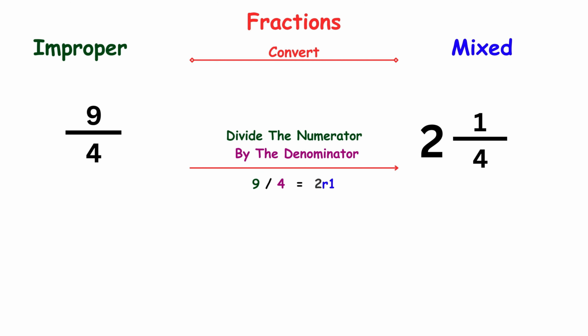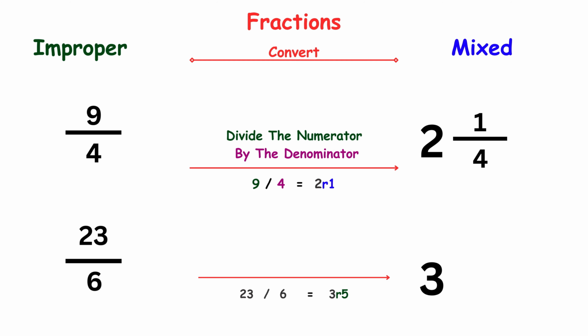Or, if we wanted to convert 23/6, we're going to just do 23 divided by 6, which is 3 remainder 5, so the mixed number form would be 3 and 5/6. We can also do the opposite and go from a mixed number to an improper fraction.